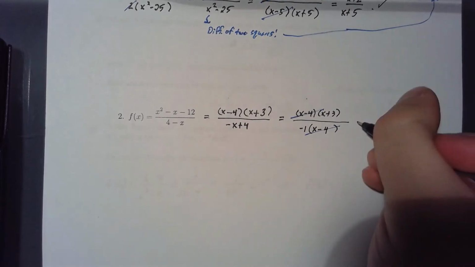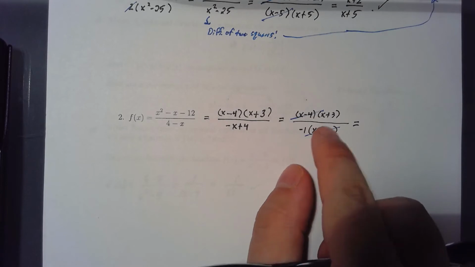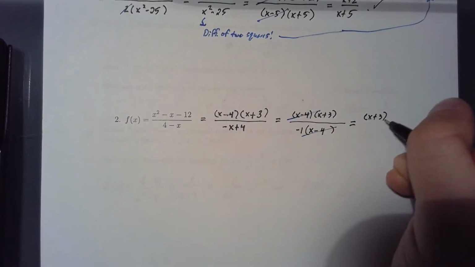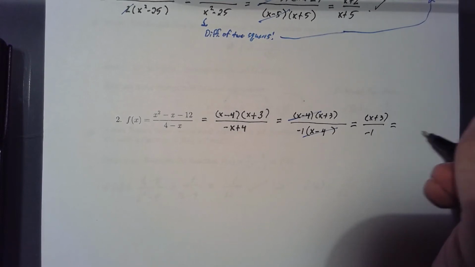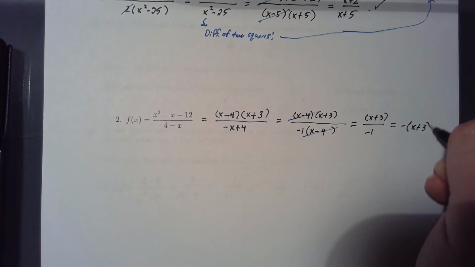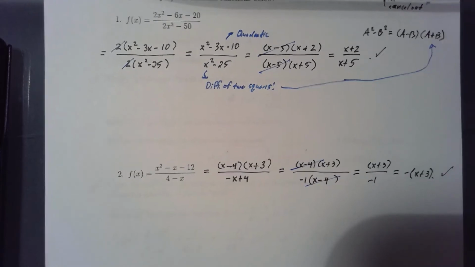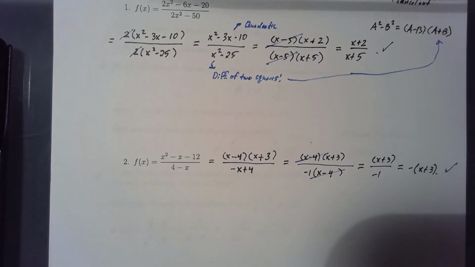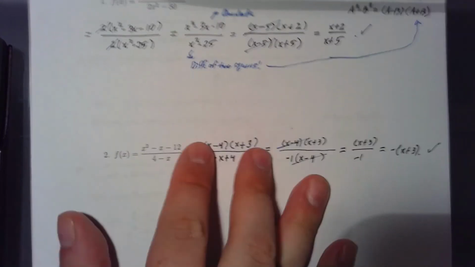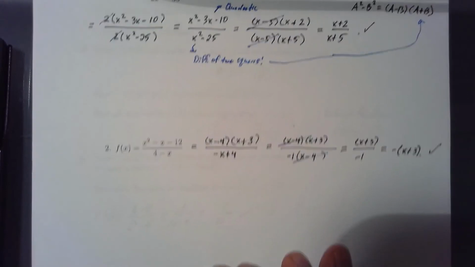So you're left with, now because this is a negative 1, I could really bring that up top, it makes no difference. So this is going to be x plus 3 over negative 1, which I could just write as, I could just bring the negative 1 up top and write it as negative quantity x plus 3. That's it. So, simplifying rational expressions is just a fancy way of saying factor the top and bottom, cancel out like factors if you can. If you can't, then it can't be simplified.